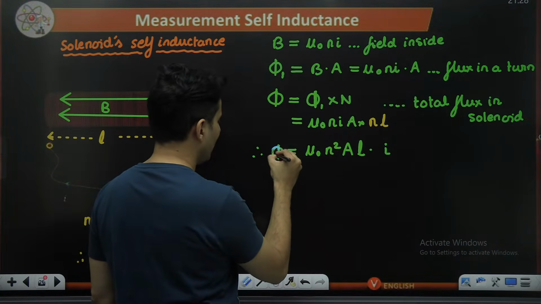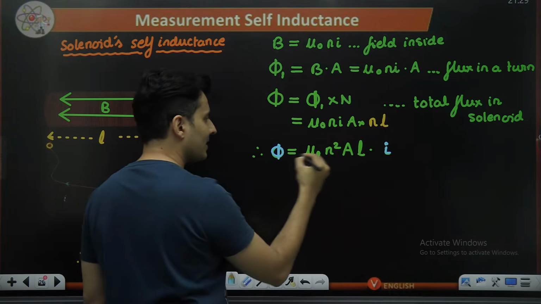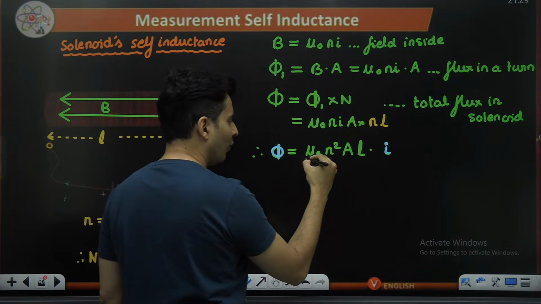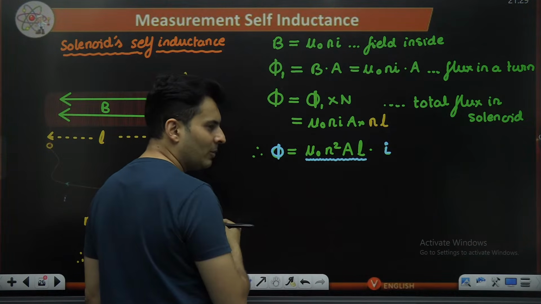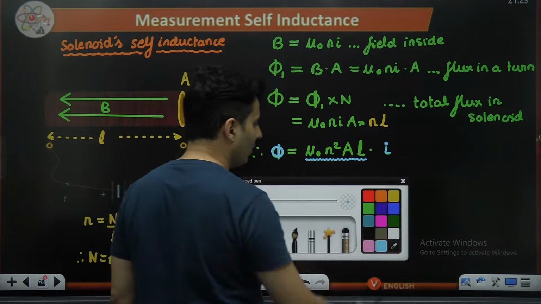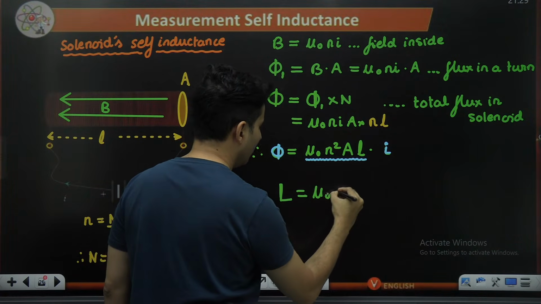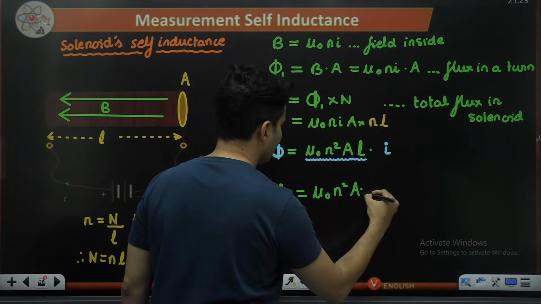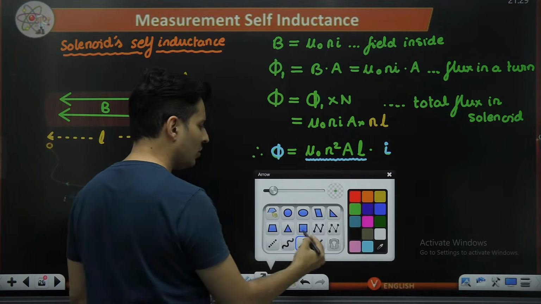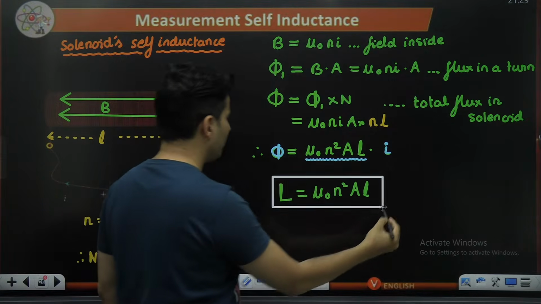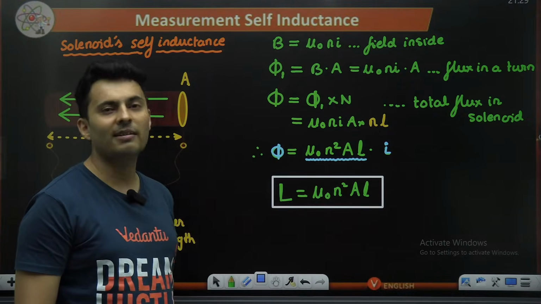Observe, guys. You have flux over here, you have current over here. Flux is proportional to current. So whatever is remaining over here, this is that constant of proportionality. Exactly what we want. So hence the inductance will be mu naught n square, area of cross section, into the length of the solenoid. Now this is something you better remember so that your problem solving will become quicker and easier, because you will waste time otherwise deriving it.